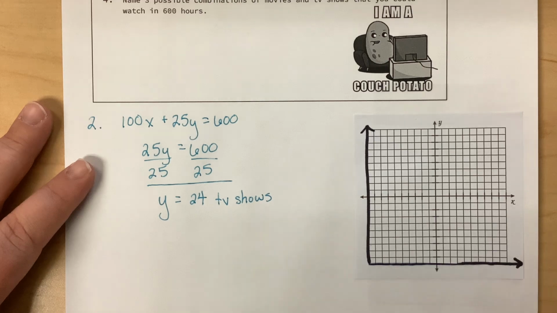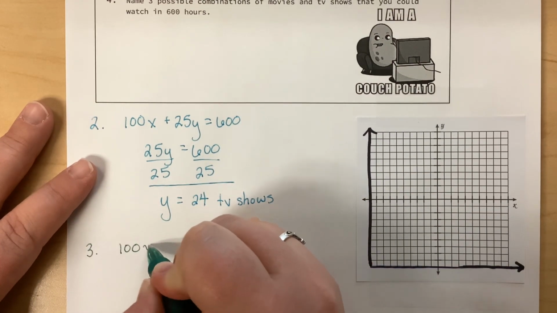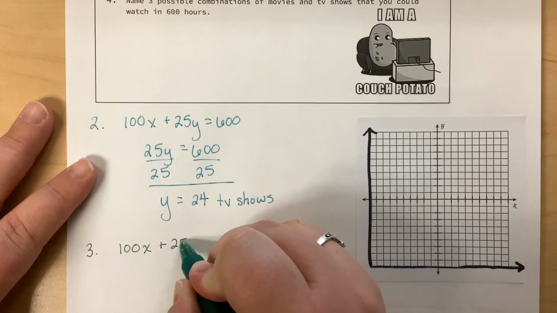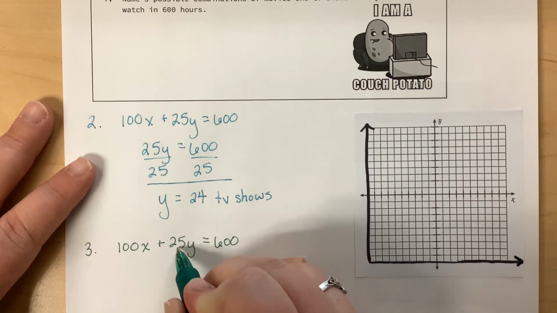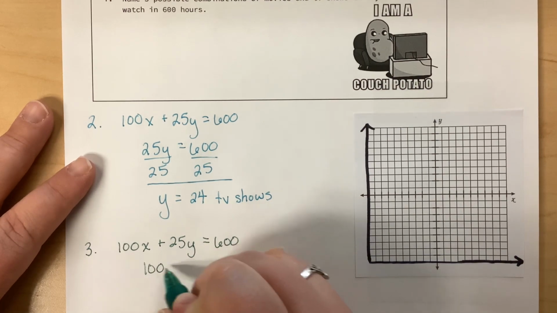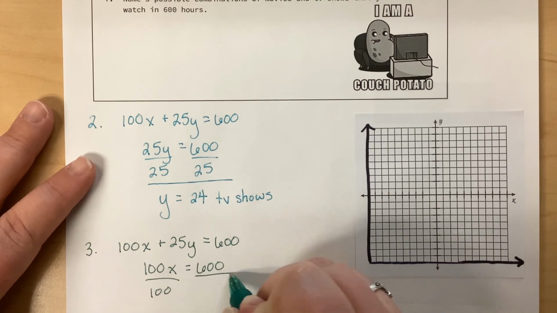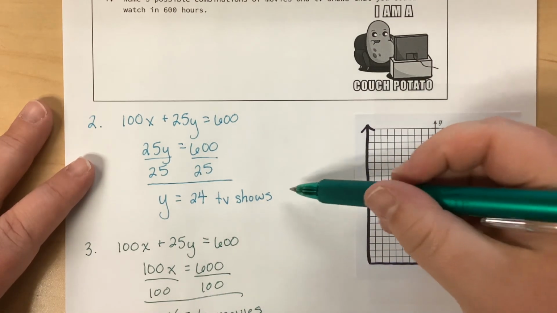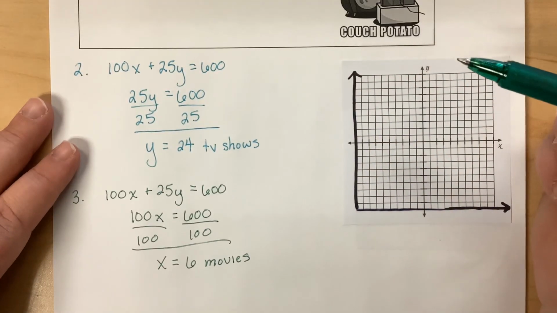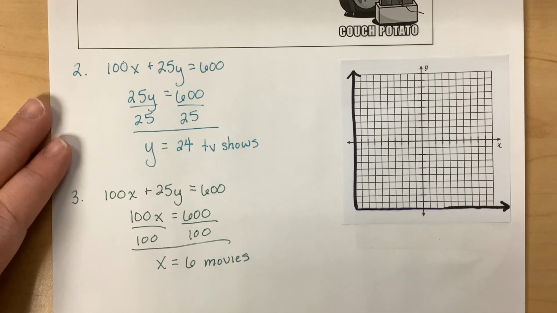And then number 3 wants us to find the x-intercept, which is very similar, except instead of x being 0 this time, it's the y that is 0. So 25y equals 600. If I put a 0 in here, I have 25 times 0, which is 0. So now I have 100x equals 600. Divide by 100. I get x equals 6 movies. So really all this means is if you choose to only watch TV shows, you can watch 24 TV shows. And if you chose to watch only movies, you can watch 6 movies.